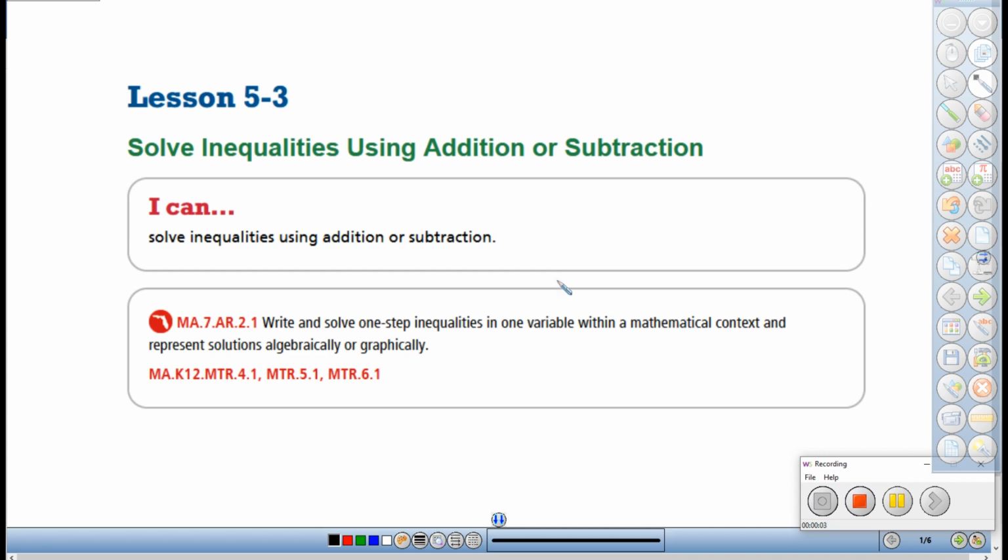Alright, welcome back students. This is lesson 5-3, solving inequalities using addition or subtraction. The great part about this lesson is it looks a lot like what we did in lesson 5-2 with the equations. Now inequalities use the symbols greater than or less than, greater than or equal to, and less than or equal to. If you're ready to get started, let's go to the board.